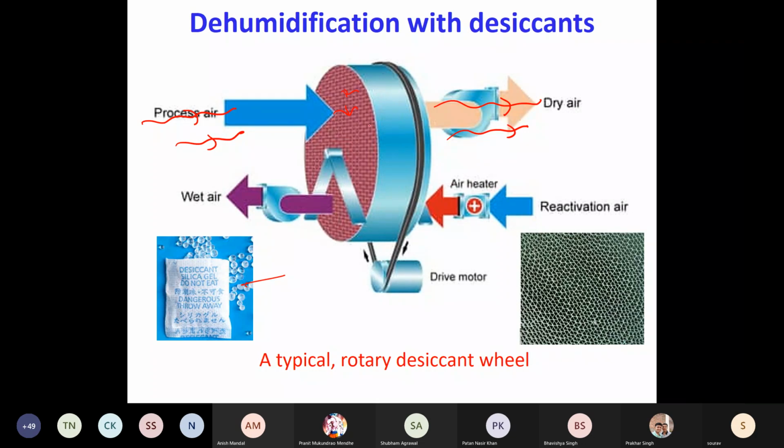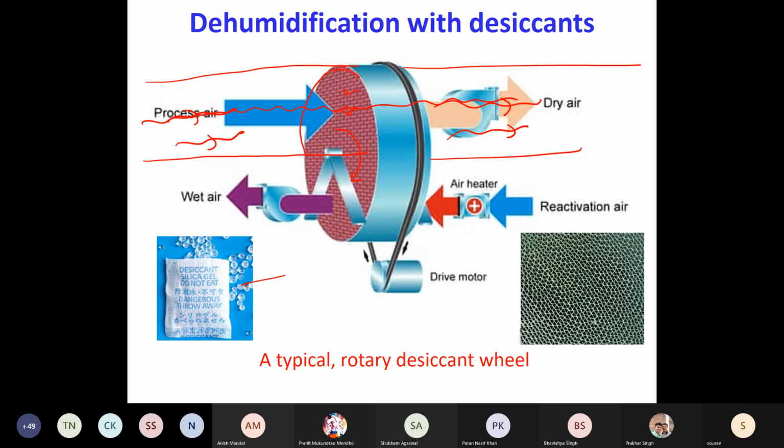So we make this wheel, and just imagine that you have a duct like this. On this side of the duct, the air is getting dehumidified, and there is a motor which is rotating this wheel. This part of silica gel gets saturated because it is absorbing all the moisture. Now as you rotate this wheel, this portion will come down here. After some time this portion will also come down here.